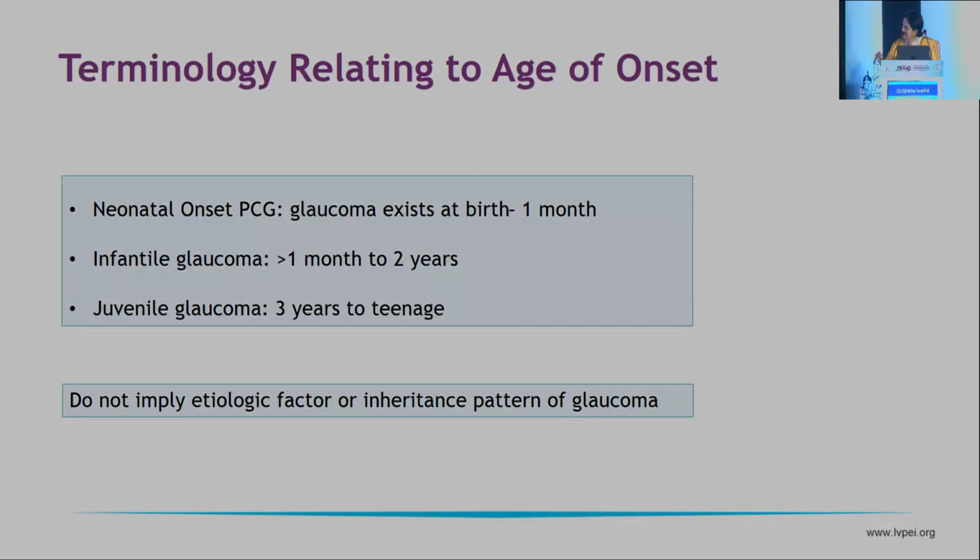The recent consensus meeting held, I think, in 2013 in Vancouver, decided the classification: up to 1 month is neonatal onset, infantile is after that up to 2 years, and more than 2 years to teenage years is juvenile. Whether you make it 2 years or 3 years doesn't make much difference. It's the question of your understanding, when you are evaluating a child, that yes, it is glaucoma related to developmental abnormality or goniodysgenesis.